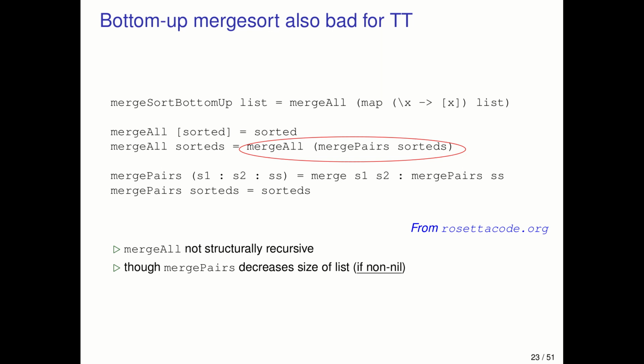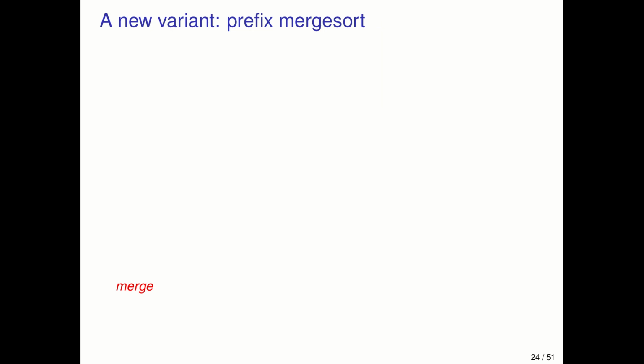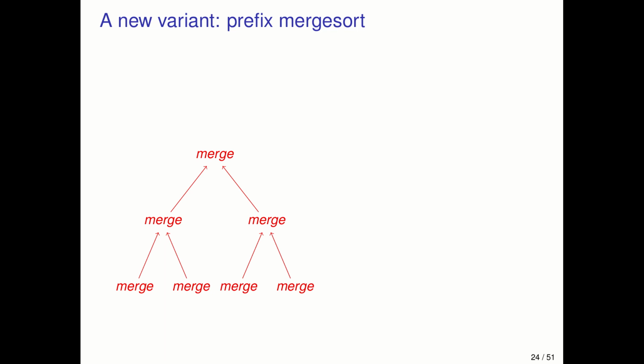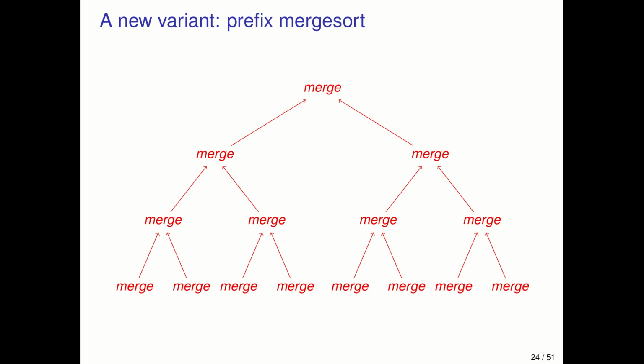So I have a new variant to show you for this that I call prefix merge sort, okay? So you're going to do your merges kind of like bottom-up merge sort, but starting from the left of the list, you're going to work your way in exponentially increasing chunks towards the right. So you do merge, merge, merge. Then do another one, put that together, merge, merge, merge, like that. So you basically build this tree of merges. Instead of doing it layer by layer, you kind of go this way, and you're growing bigger and bigger as you move to the right.